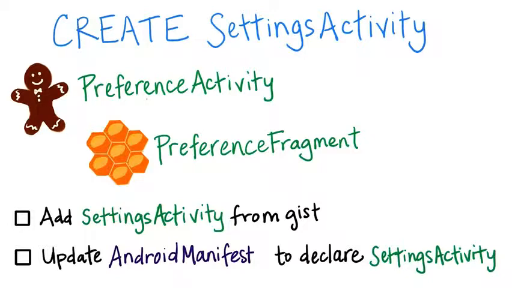When you create your app for your final project, you can use the wizard in Android Studio to create a new settings activity. The code the wizard provides will make your app backward compatible by using a combination of preference activity and preference fragment.